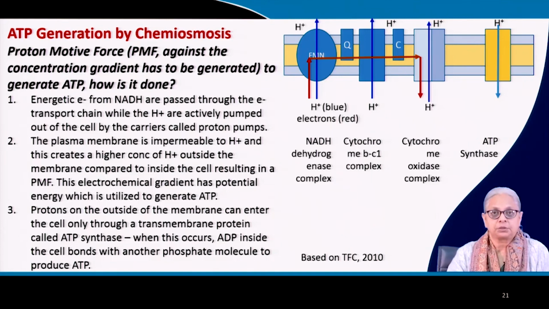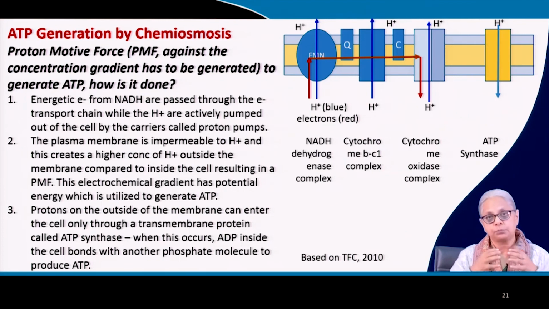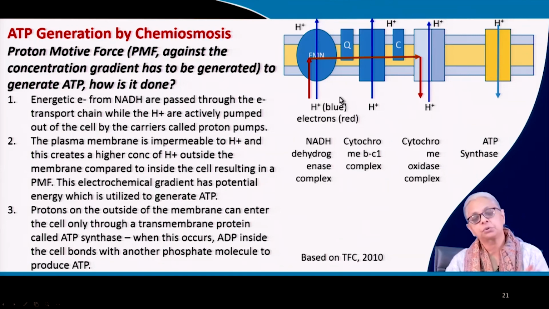So now we come to the next point, and that is ATP generation by chemoosmosis. How does the cell generate ATP? From our point of view, we just want to know how ATP generation is happening. So this is a very, very simplistic way of doing things. We have proton motive force. Now we know that proton motive force has to be generated, and then that force will be dissipated to get energy for the cell to store. So the first thing is to generate a proton motive force, and the second thing is to generate ATP utilizing that proton motive force.